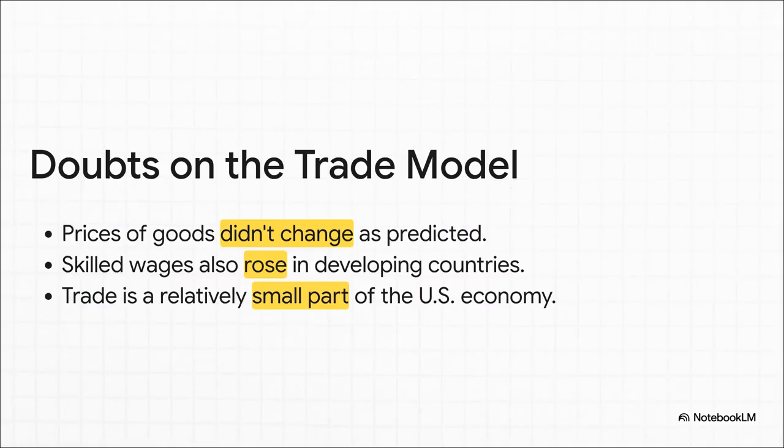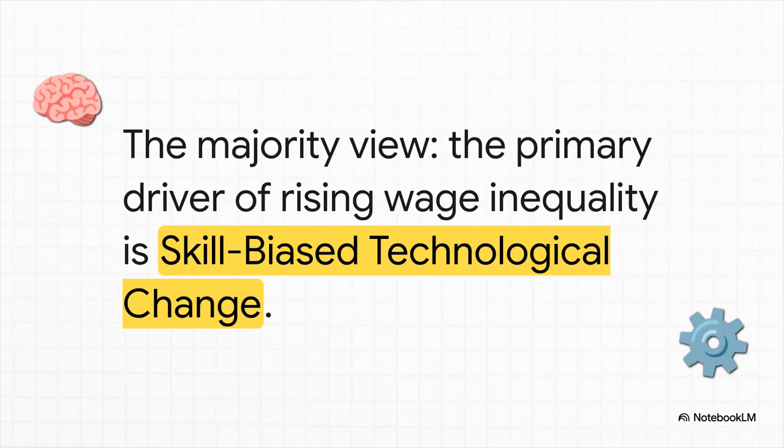Well, there's a lot of evidence that makes the simple blame trade story look a little shaky. For one, the prices of goods made by low-skilled workers didn't fall the way the theory said they should. Plus, and this is a real head-scratcher for the theory, wages for skilled workers also went up in developing countries like Mexico. That's the exact opposite of what the model predicts. And because of evidence like this, the consensus view among most economists today is that the main driver of rising inequality has been what they call skill-biased technological change. It sounds complicated, but it just means that technology, like computers and software, is biased in favor of workers who have the skills to use it. That story just seems to fit the facts a whole lot better.